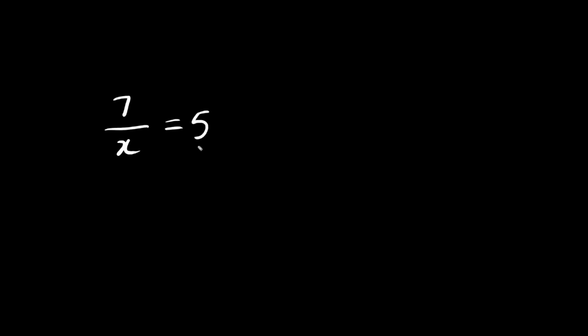One way of solving this problem is to rewrite this as 5 over 1 and to cross multiply. We have 5 times x, 5x equals 7 times 1, which is 7. Dividing both sides by 5, we have 7 over 5.